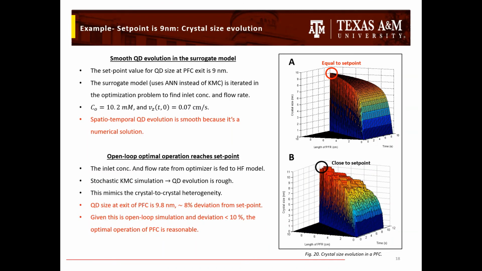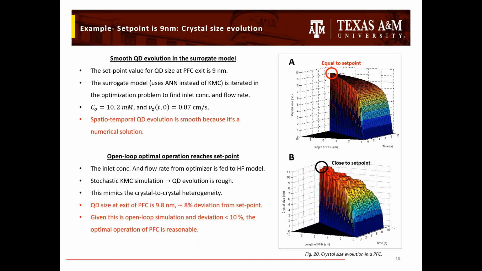With this, we showed an example of set point tracking for the case of 9 nanometers. That's an intended crystal size or set point size. And we feed this to the optimizer, and the optimizer says that our inlet concentration should be around 10 to 10.2 millimolars, and the flow rate or flow velocity should be around 0.07 centimeters per second. And with this, we expect that we reach the set point size.